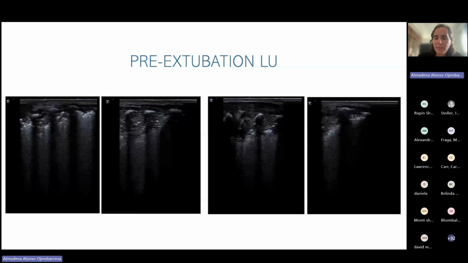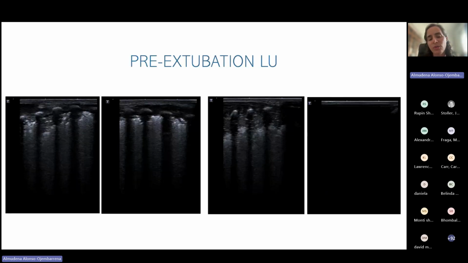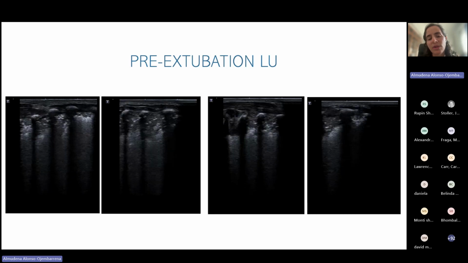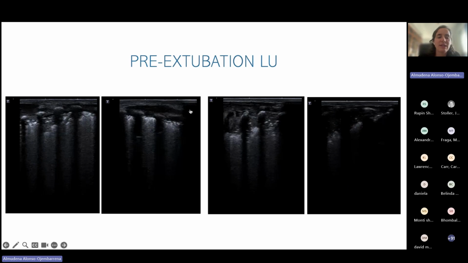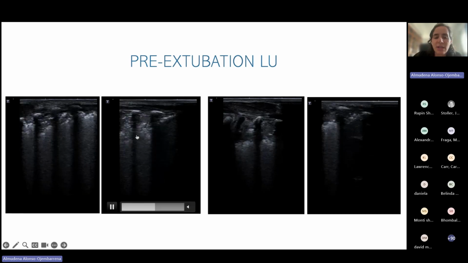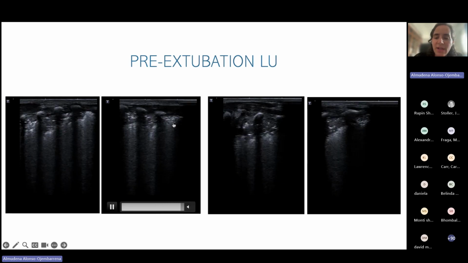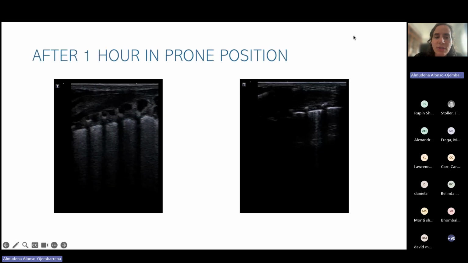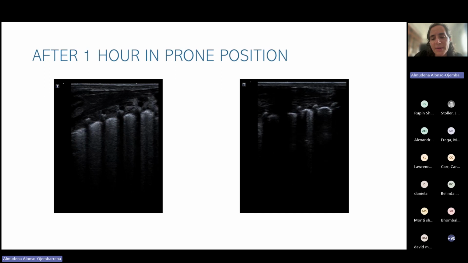Also, to give some examples of how you can do it. This is the pre-extubation exam in a 24-weeker, which we are attempting to extubate at 14 days of life. These are posterior fields in each lung, upper posterior, lower posterior in right and left lung. And you can see huge consolidations all through the fields evaluated that can be recruited just placing the infant in a prone position for 1 hour, as you may see here.